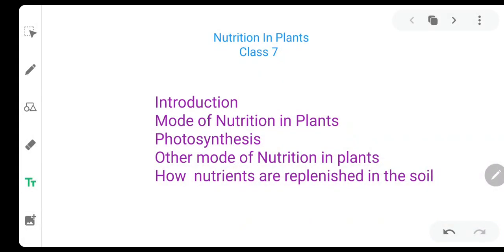Good morning, students. Today our topic is Nutrition in Plants, Class 7th. Various subtopics are there in this chapter. Introduction of the topic. Second is the most important part, that is mode of nutrition in the plants. Third, an important process of plant, that is photosynthesis. Fourth, apart from photosynthesis, there are other modes of nutrition in plants. And the last and the most important part is how nutrients are replenished in the soil.